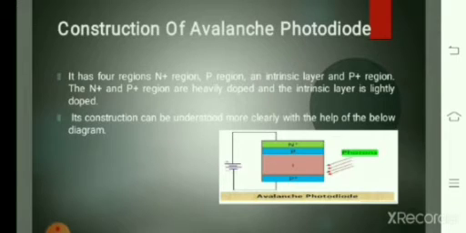Construction of avalanche photodiode. It has four regions: N plus region, P region, intrinsic layer, and P plus region. The N plus region and P plus region are heavily doped and the intrinsic layer is lightly doped. Its construction can be understood more clearly with the help of the diagram below.